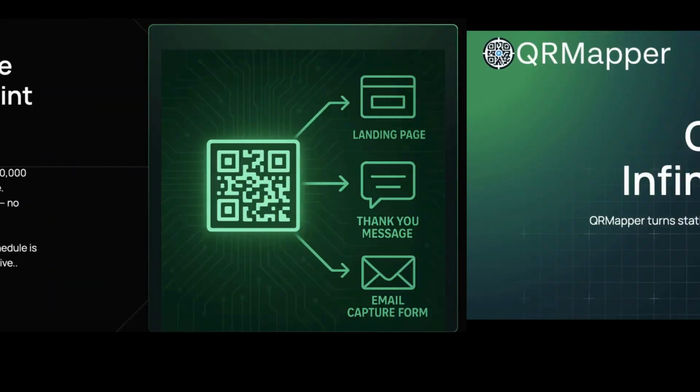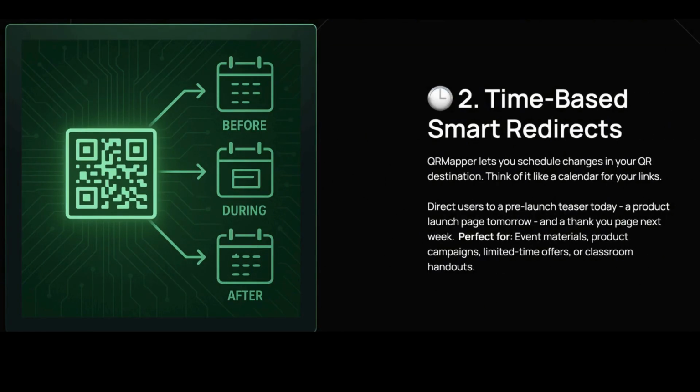Okay, so that's basic flexibility. Smart redirects. This isn't just changing a link whenever you feel like it. This is scheduling changes in advance. Scheduling. Like setting up a calendar for your QR code. So it points here this week and then automatically switches to point somewhere else next week. Precisely. You can literally map out a sequence of destinations over time.